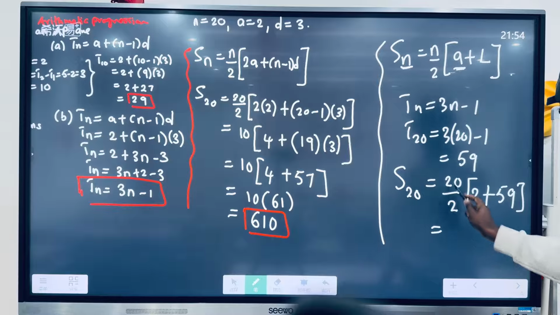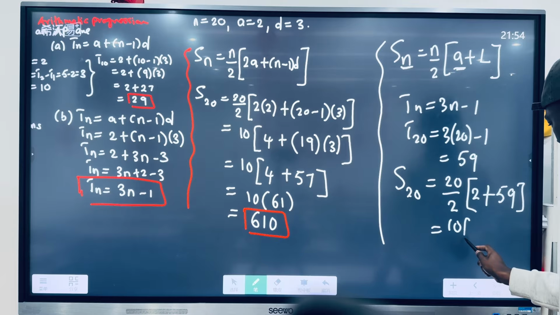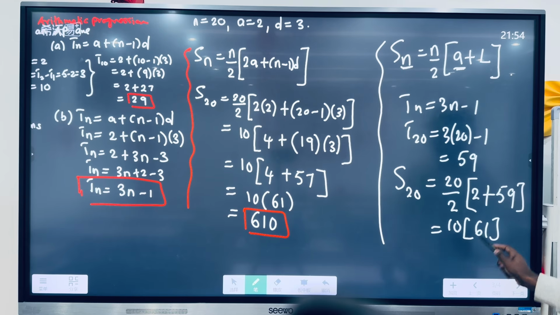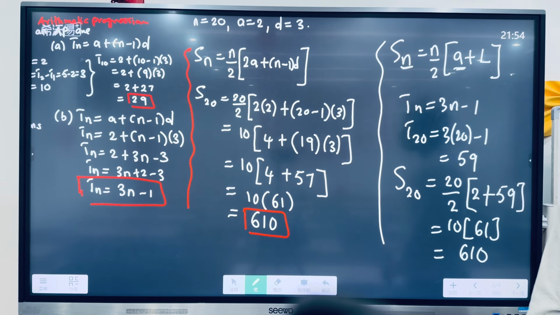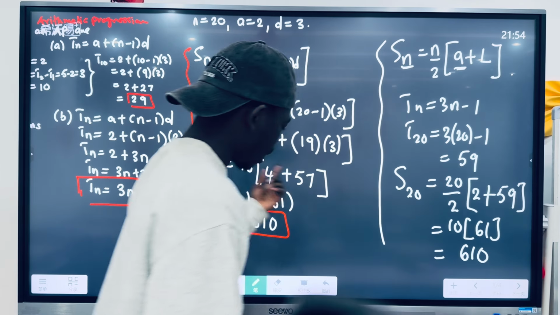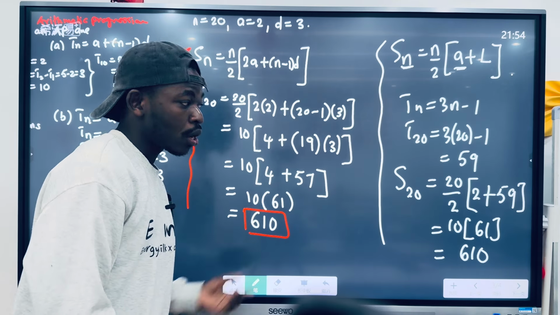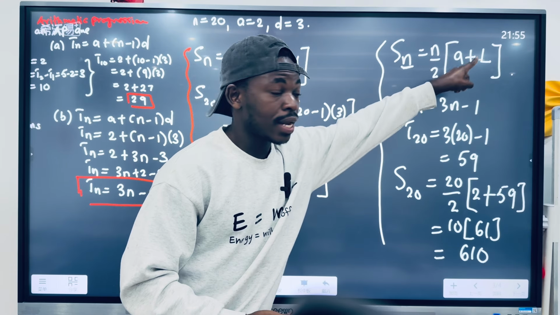So we're going to have 2 into 20, 10. 2 plus 59, 61. So you can see that we're getting back to the same thing there. 10 times 61, we're getting what? 610, which is in line with what we just got here. So whichever method you want to use, it's up to you. But you need to be very careful when you are using this one. You want to find the last term there.